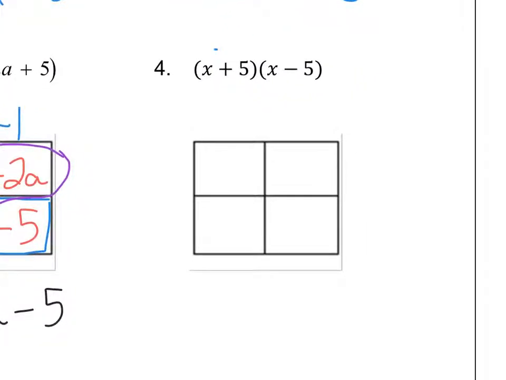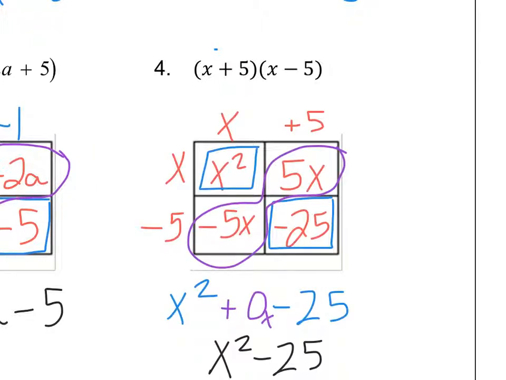I want you to try number 4 on your own. When you finish it, pause the video and come back and check it. Okay, so when you were doing number 4, what you noticed was the peanut pair zeroed out. So I went ahead and just put in purple right there a 0x so you could see it zeroed out. So I don't need the 0x. So my answer is x squared minus 25.